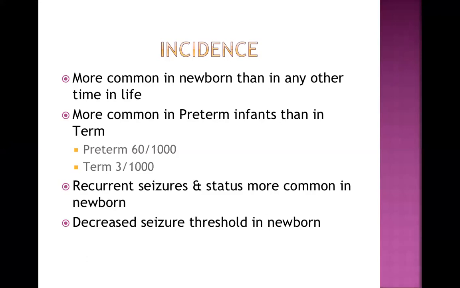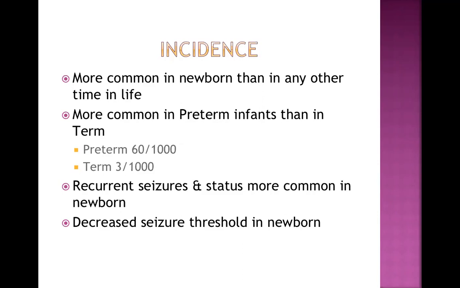In the neonatal period, many problems can happen. One of the problems is seizure. The seizure is quite common in the newborn period, and it is more common in preterm babies than the full-term baby. Look at the incidence there. In preterm babies, it can occur in 60 out of 1000 live births, and in term babies, it can happen in 3 out of 1000 live births.